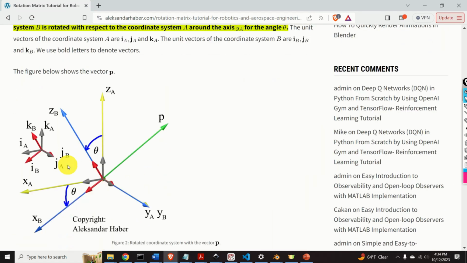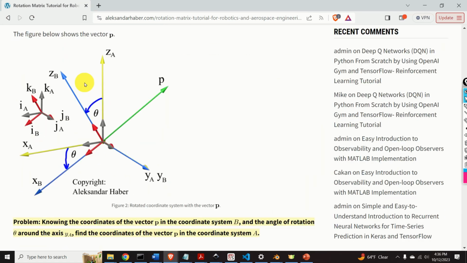Next, observe this figure. This figure is almost the same as the previous figure except for this vector P. This vector P will play a very important role in the sequel of this video tutorial. Here's the problem that we want to solve. Knowing the coordinates of the vector P in the coordinate system B and the angle of rotation theta around the YA axis, find the coordinates of the vector P in the coordinate system A.